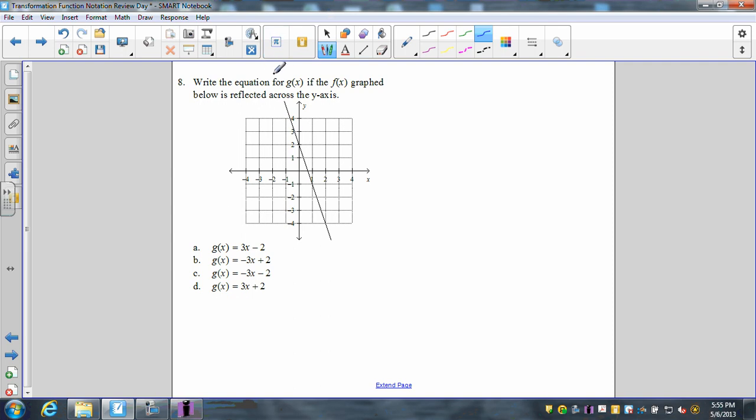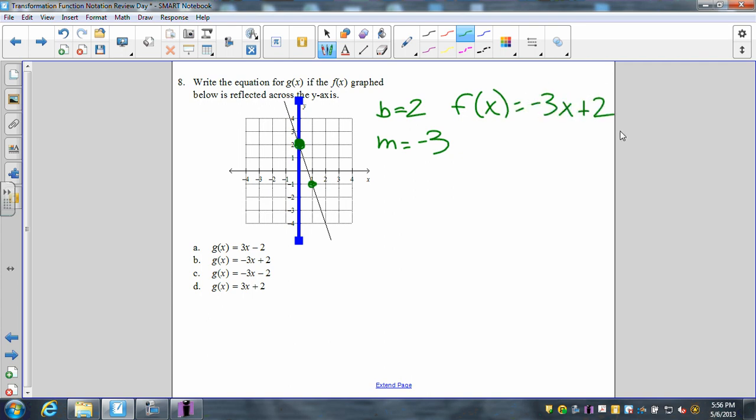Write the equation of a line for g of x if f of x graph below is reflected across the y-axis. In order to do this question, you remember the y-axis is this one right here. So I want to reflect it across that y-axis. My y-intercept right here is at +2. And it looks like I go down to here. So the original equation has b equals 2. I go from here to here, down 1, 2, 3 over 1. M is -3. So f of x, the original equation, is -3x plus 2.